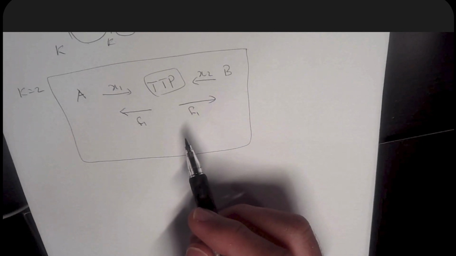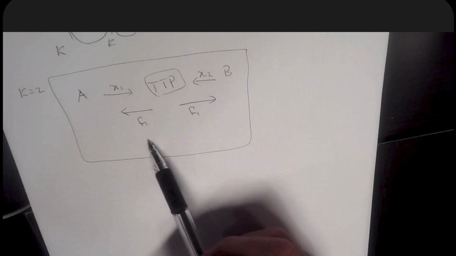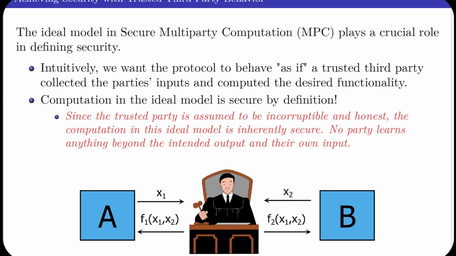When we talk about secure multi-party computation, we try to have the same scenario. We try to mimic something like this without having the trusted third party. Of course, we use f1 and f2, but it might be the same output or a different output. That's fine. We claim here that the computation in the ideal model is secure by definition.